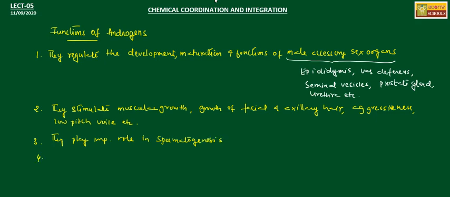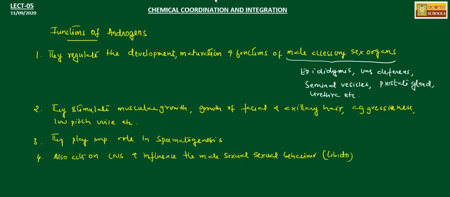Then these androgens also act on the central nervous system and influence the male sexual behavior. So this is called libido. Okay, so these are some functions of androgens. Right, we'll see one more.